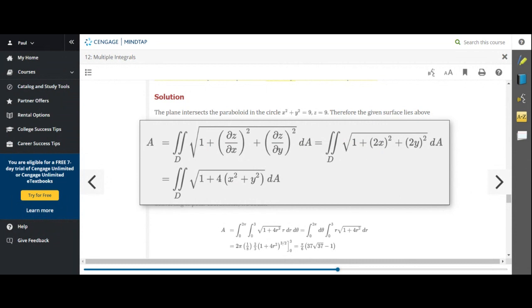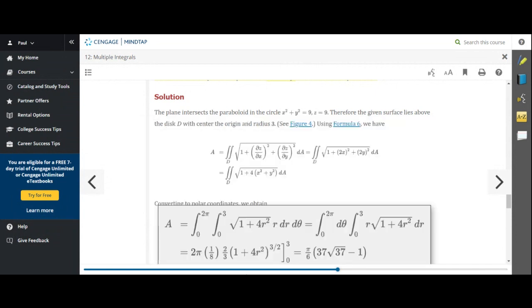And so now for the square root of x squared plus y squared, they put in an r squared, and you get this integral. You're able to separate the integral into a product, and the second integral, you can do a u substitution, let u equal 1 plus 4r squared, and you go through the details, and you'll get the answer they get.